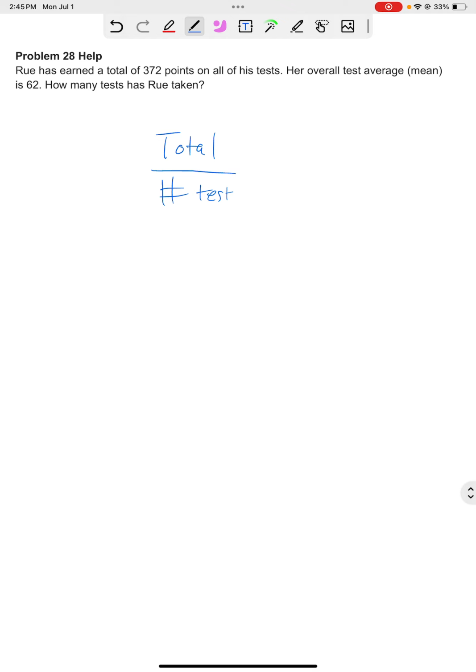Because Rue has earned 372 points in all of the tests, but then the overall average is 62. So what do we have here? We have a total number of points divided by a number of tests, and then that's going to give you the average, right? Or sometimes called the mean. And so I have two of these numbers. I have 372 as the total number of points. I don't know the number of tests. I'm going to call it n just to make it simple. And then I know the average is 62.